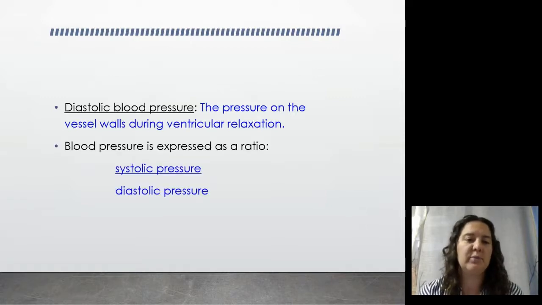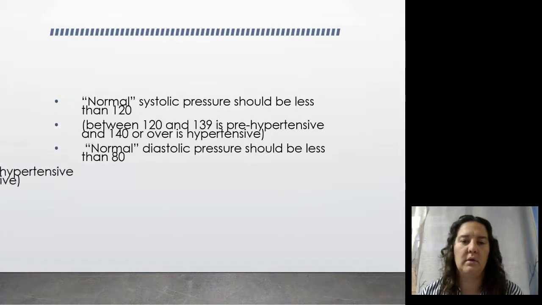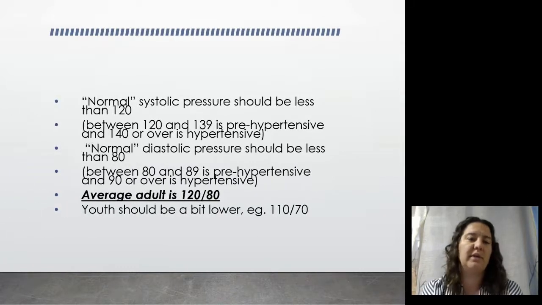Diastolic pressure is the pressure on the vessel walls during ventricular relaxation, so it's typically a lower number. And blood pressure is expressed as a ratio of systolic pressure, contracted pressure, over diastolic pressure, or the relaxed ventricle pressure. Typically, normal and healthy individuals should have a systolic pressure, or a contraction pressure, of less than 120 millimeters of mercury, so mmHg.